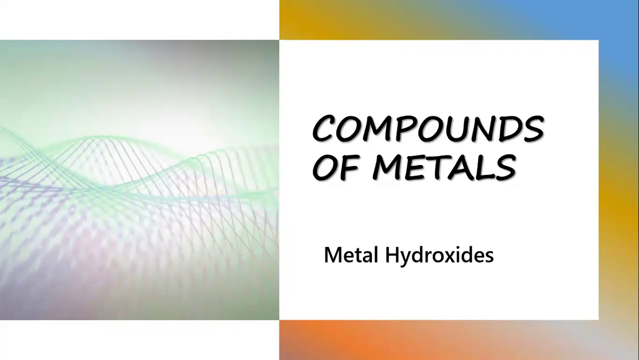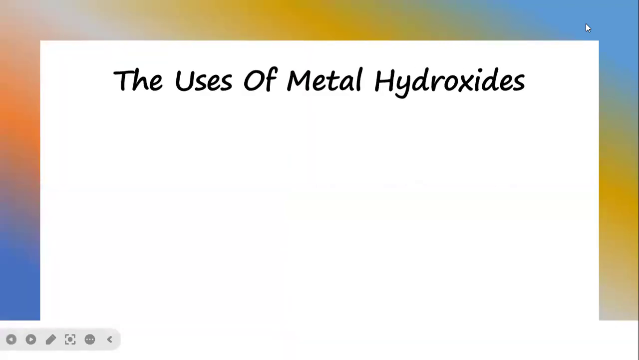Our chapter is compounds of metals. Today we're still discussing the metal hydroxides. So far in our previous video, we saw the various chemical properties of the metal hydroxides. We discussed the general properties in detail, specifically with various metal hydroxides such as sodium hydroxide, calcium hydroxide, etc. So today let's move on to the other subtopic where we'll be discussing the various uses of some of the useful metal hydroxides.